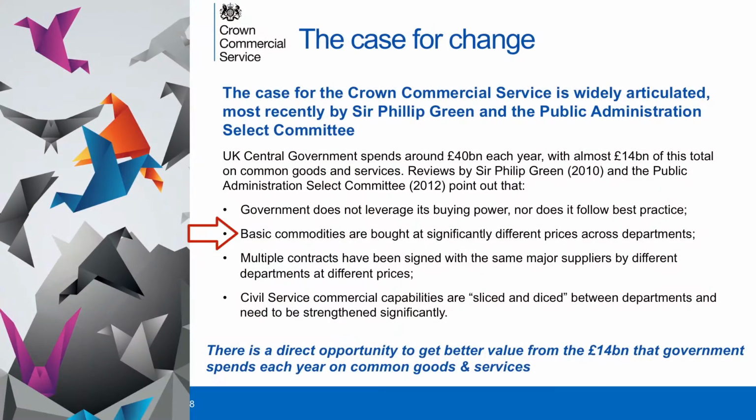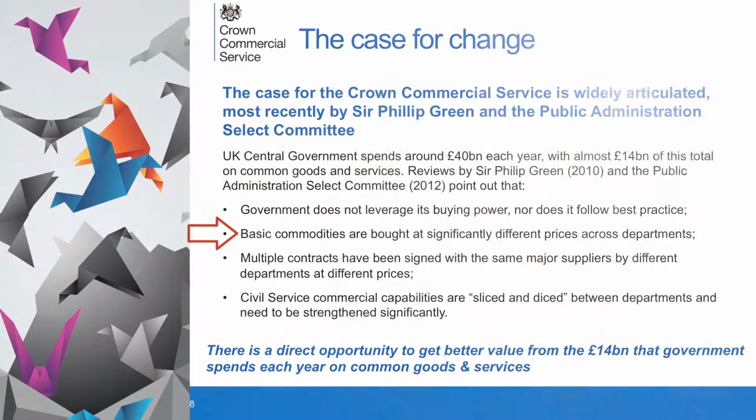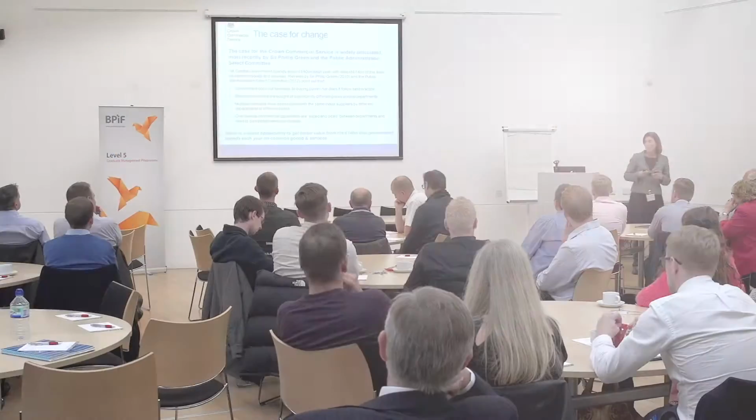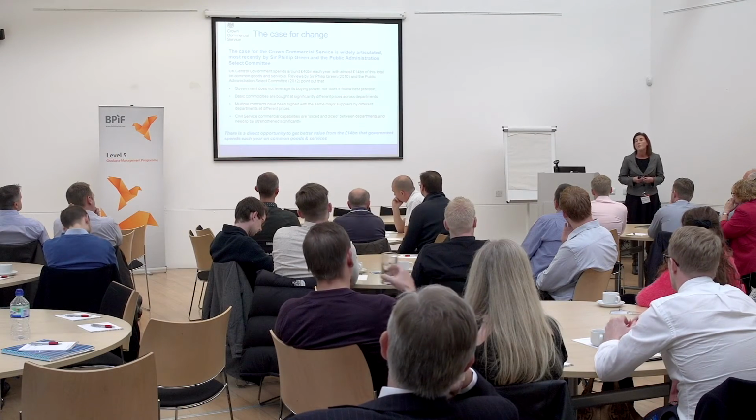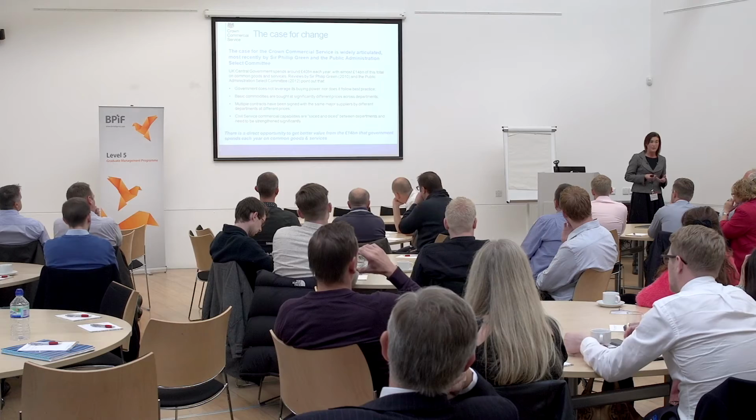So basic commodities are bought at different prices across departments. Box of paper, anywhere between £8 and £78 a box. Massive discrepancy. The interesting thing though, I think, was the fact that multiple contracts were signed with the same suppliers with different terms and conditions, different pricing, again for the same products and services.